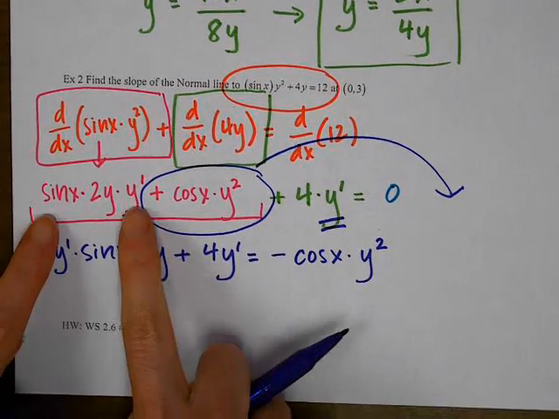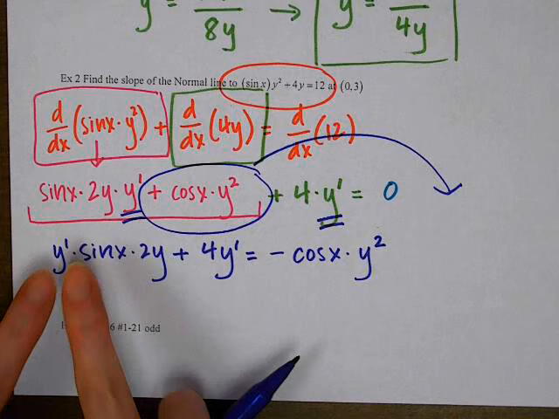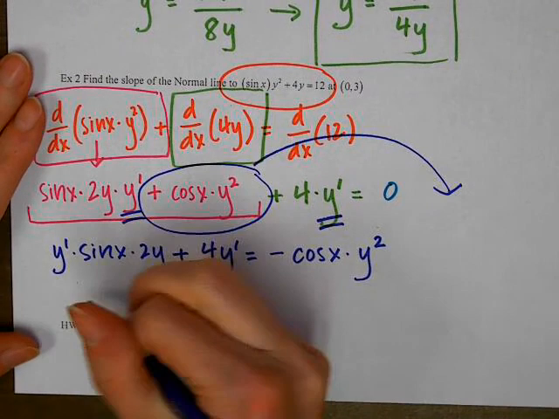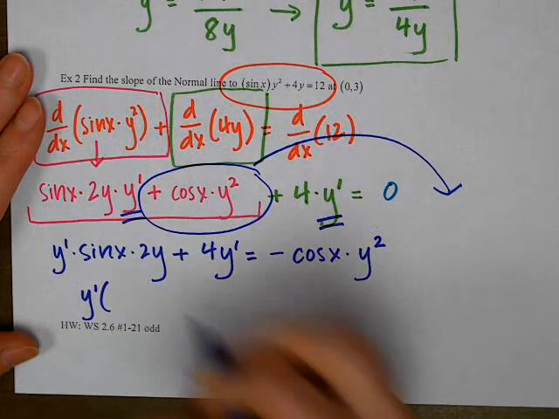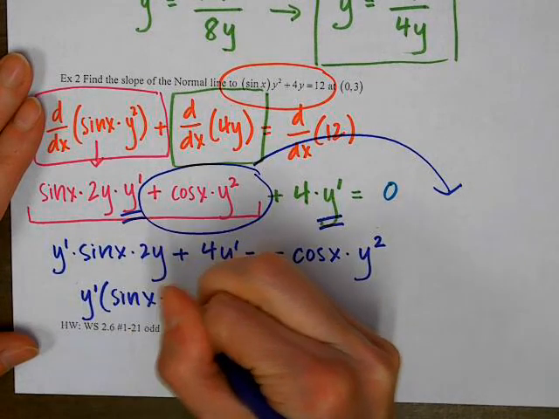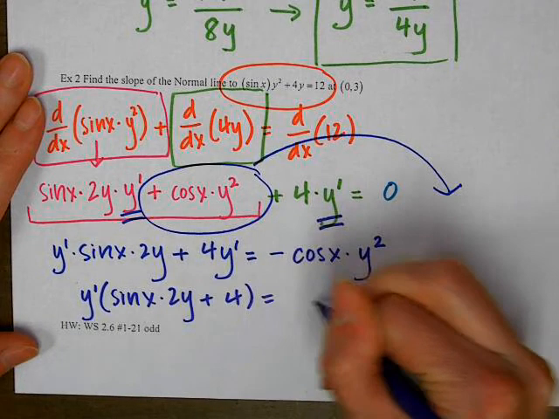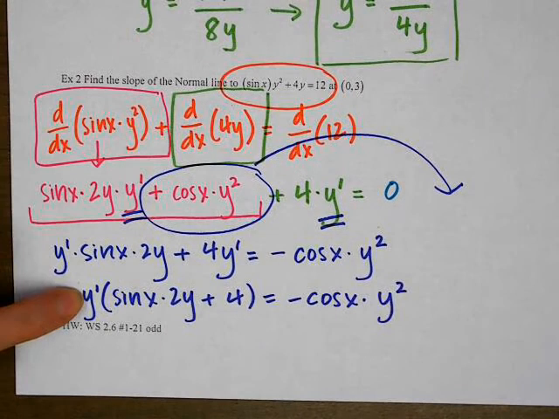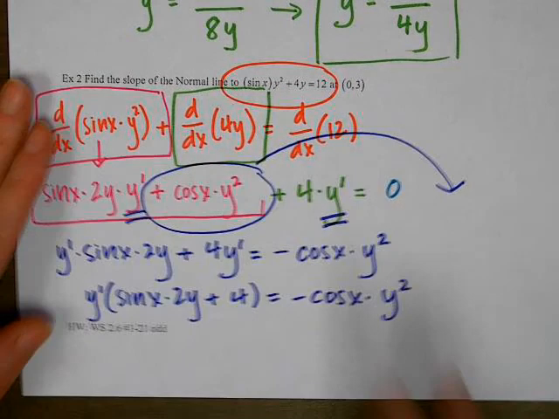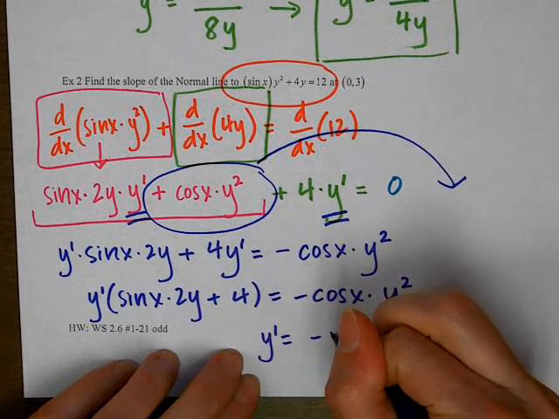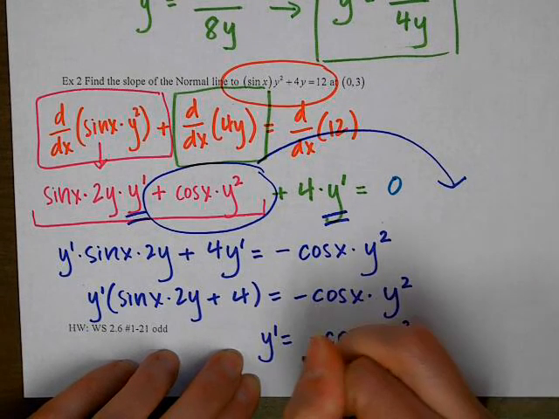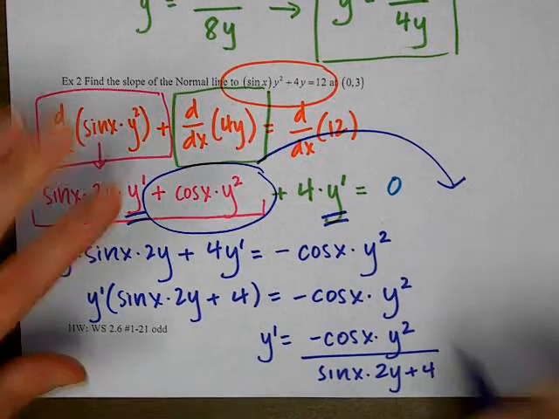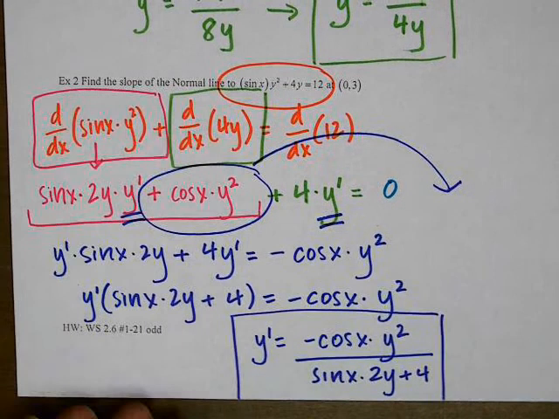Okay, so all I did here was put the y prime in front. No reason, it's fine. And then, since we want to solve for y prime, let's factor out the y prime, and we'll be left with y prime times sine x times 2y plus 4 equals negative cosine x times y squared. And then to solve for y prime, we'll simply just divide by all this. So y prime will be negative cosine x times y squared all over sine x times 2y plus 4. So that's going to be our y prime.